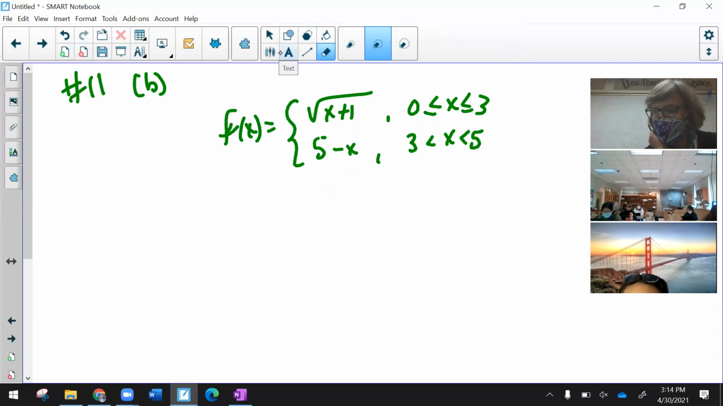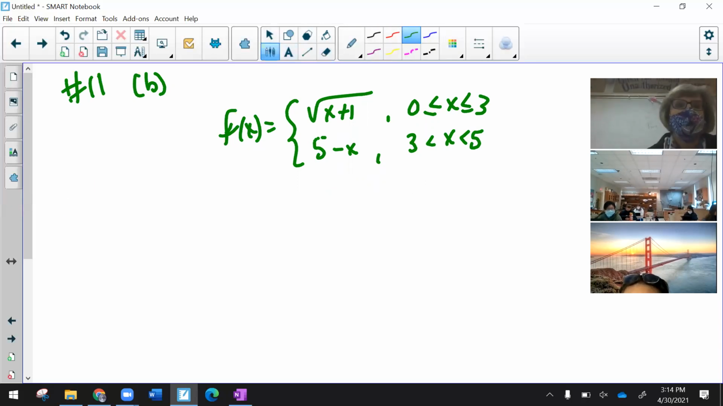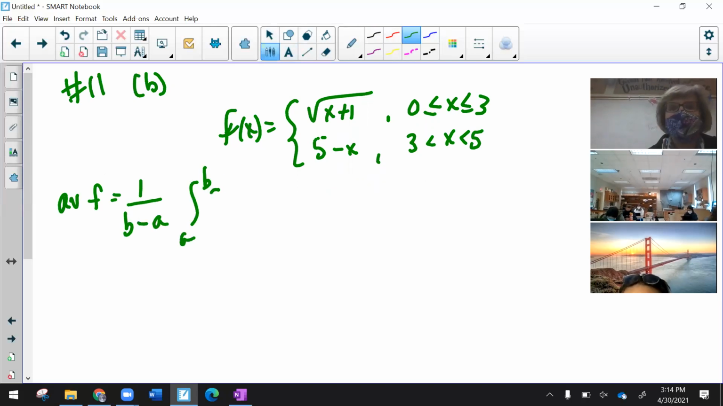Part B is find the average of f of x on the closed interval. So remember that the average value of f is 1 over b minus a times the integral from a to b of f of x dx.